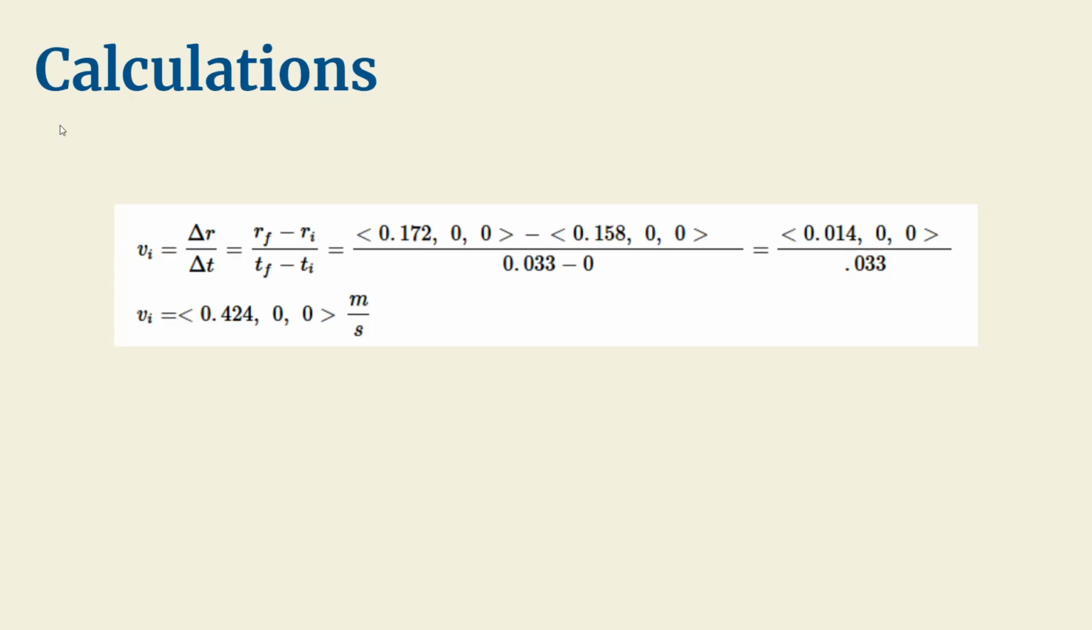To predict the motion at a constant velocity, I needed to calculate the initial velocity of the bottle. Using Tracker, I found the position of the bottle in the first two frames. I subtracted the final position and the initial position, and then divided by the elapsed time. This gave me a velocity of 0.424 meters per second in the x direction.